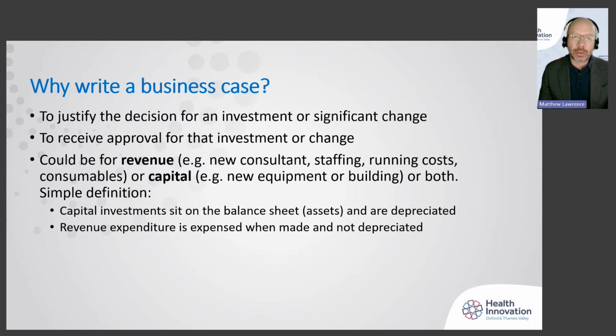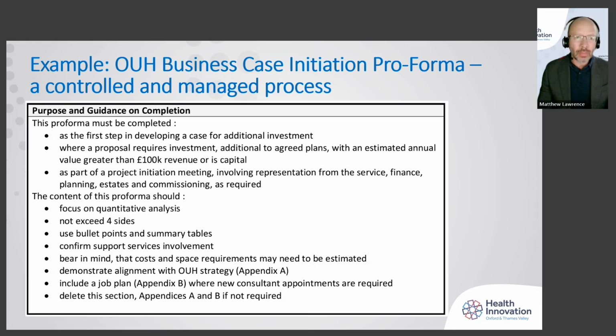Revenue is expensed when made and not depreciated. If you think of a house, the electricity or the gas you might use to heat or run your house, you really can't hold that as an asset typically. So it gets used and you don't depreciate it. You don't say, oh, the electricity I used yesterday, I'll carry that cost over. You just pay it as it comes up, really. Same thing with assets and revenue in the NHS.